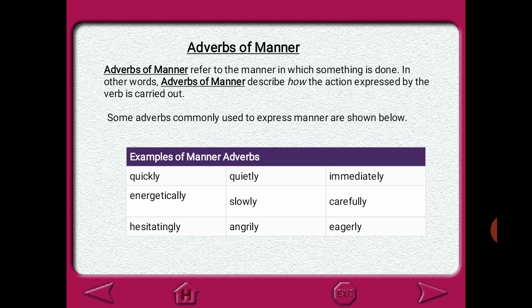Then there are adverbs of manner. Adverbs of manner refer to the manner in which something is done. In other words, adverbs of manner describe how the action expressed by the verb is carried out. A few examples are quickly, energetically, hesitatingly, quietly, slowly, angrily, immediately, carefully, and eagerly. These tell you the manner in which something is done.